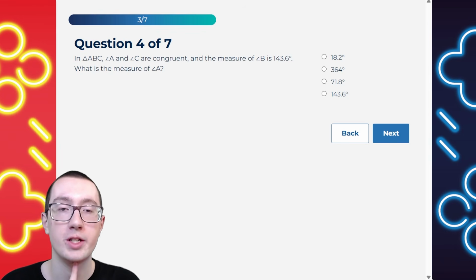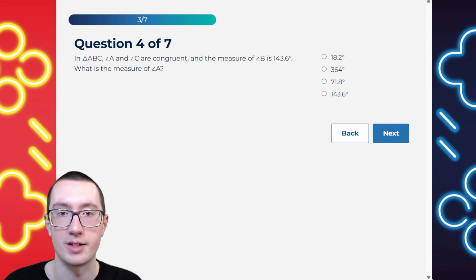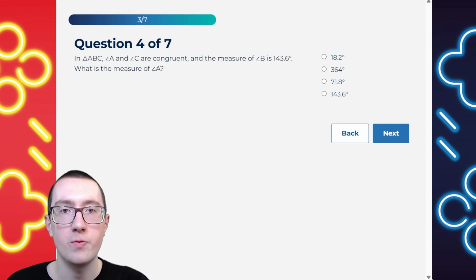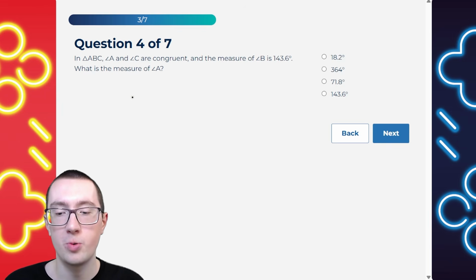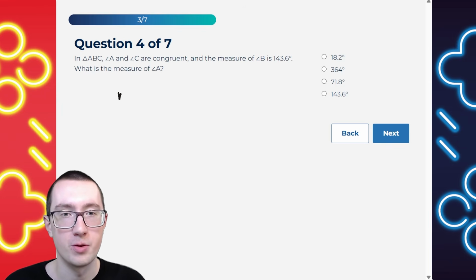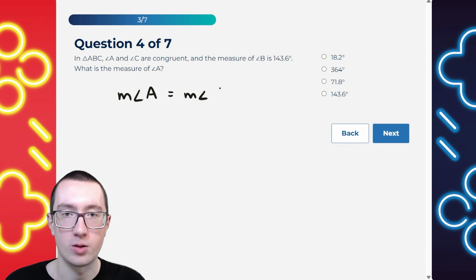Okay, so for this, we need to know a couple geometry things that if you don't know them, if you're not aware of them, then this might be a little bit tough. First of all, it says that angles A and C are congruent. So basically, when 2 angles are congruent, that means that they have the same angle measure. So the measure of angle A is going to be equal to the measure of angle C.